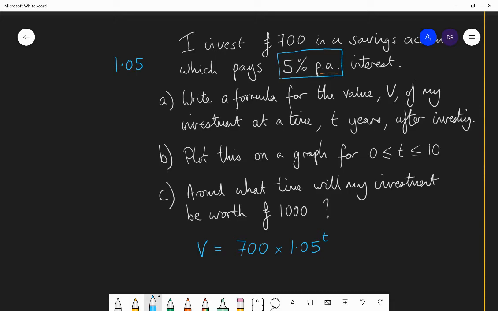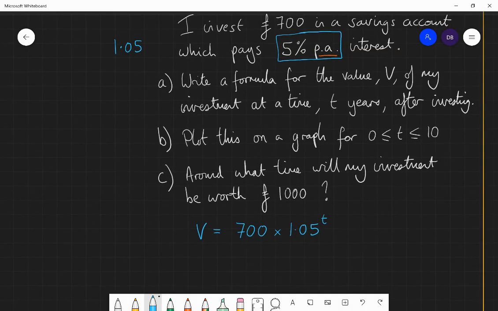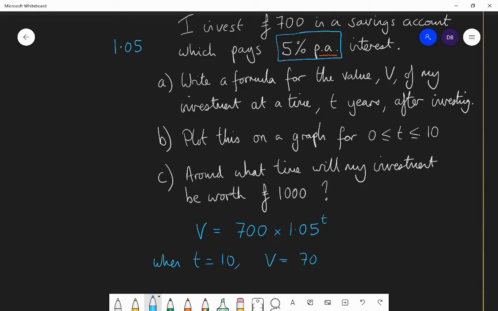I want to plot this on a graph for t between 0 and 10. So for the first 10 years, I wanted this plotted on my graph. So it would be a good idea to find out what the value of my investment is at 10 years. So when t is 10, V will equal 700 times 1.05 to the power of 10. And that is approximately £1,140. Okay, I'll just put that as 3 significant figures.